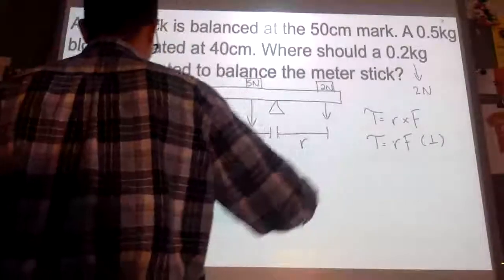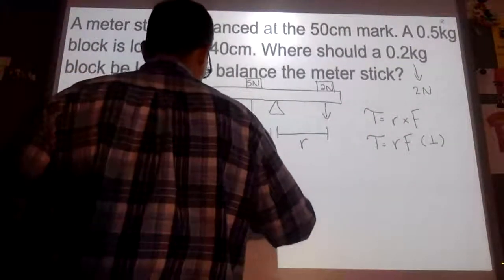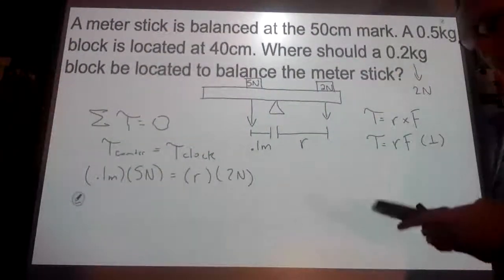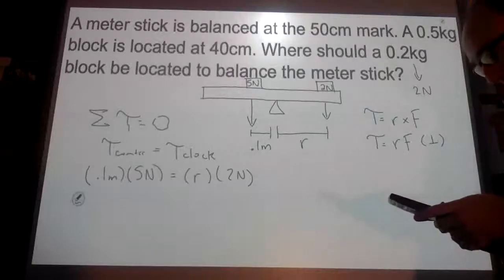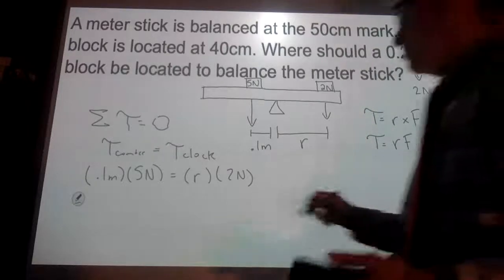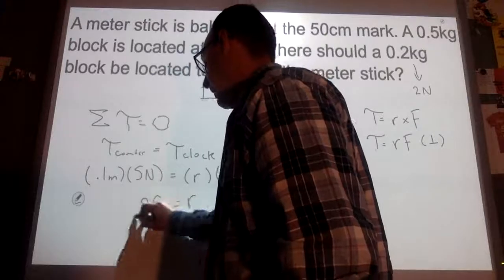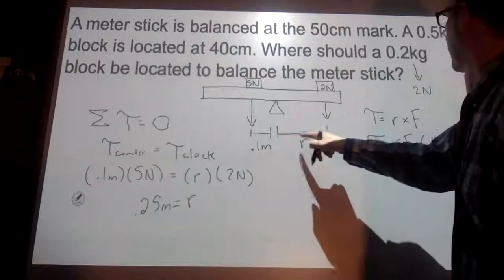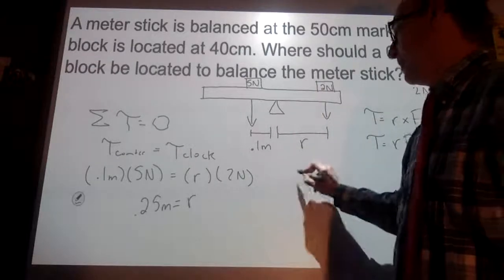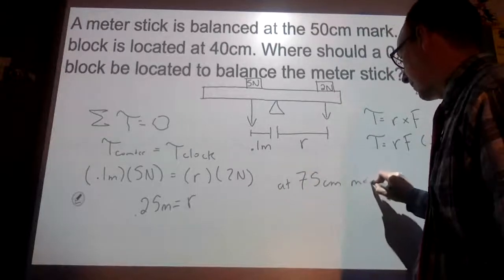My clockwise torque is going to be provided by the 2 Newton block. And so I'm going to have 0.1 times 5 divided by 2. And so that tells me that R is equal to 0.25 meters, which means that it is 0.25 from 50 centimeters, so it would be at the 75 centimeter mark.